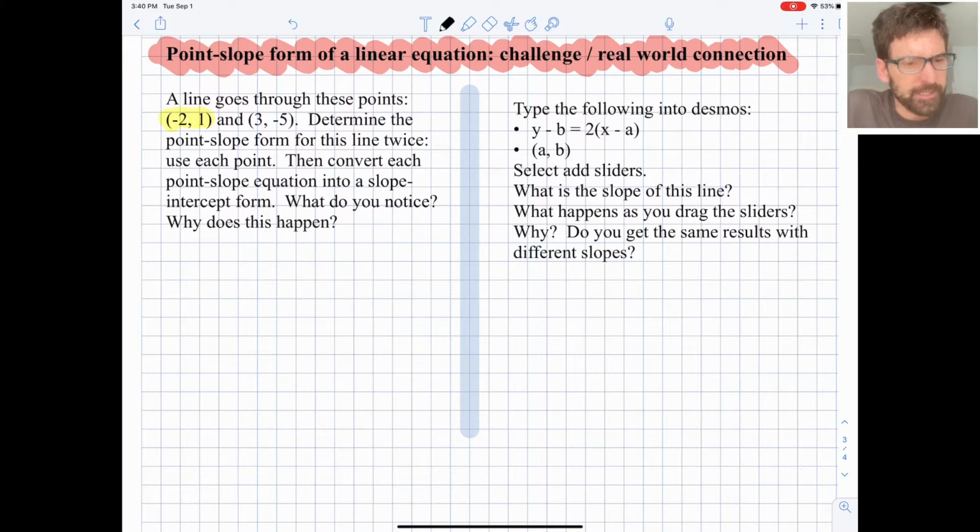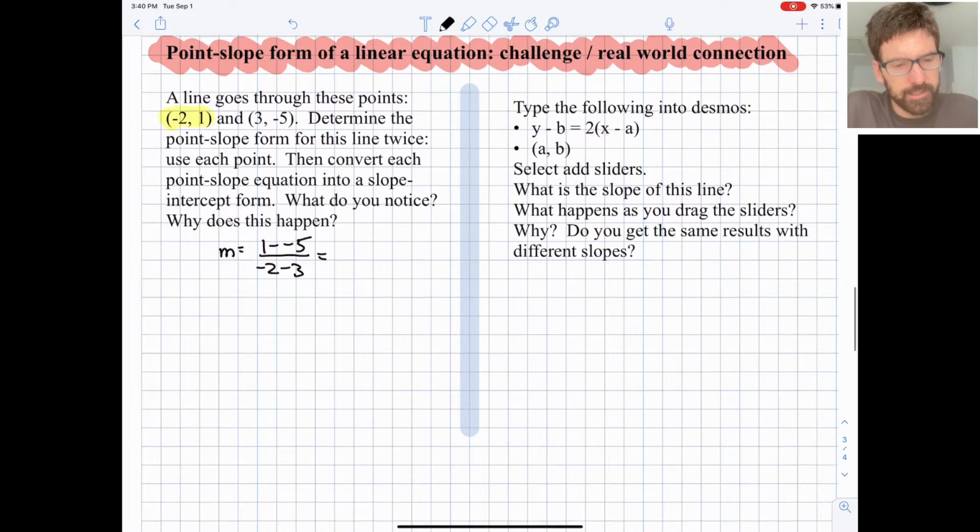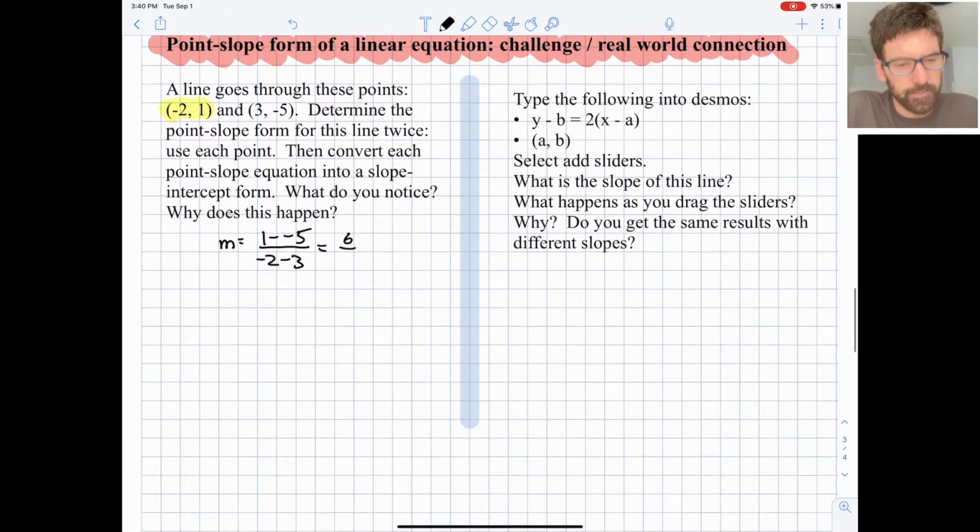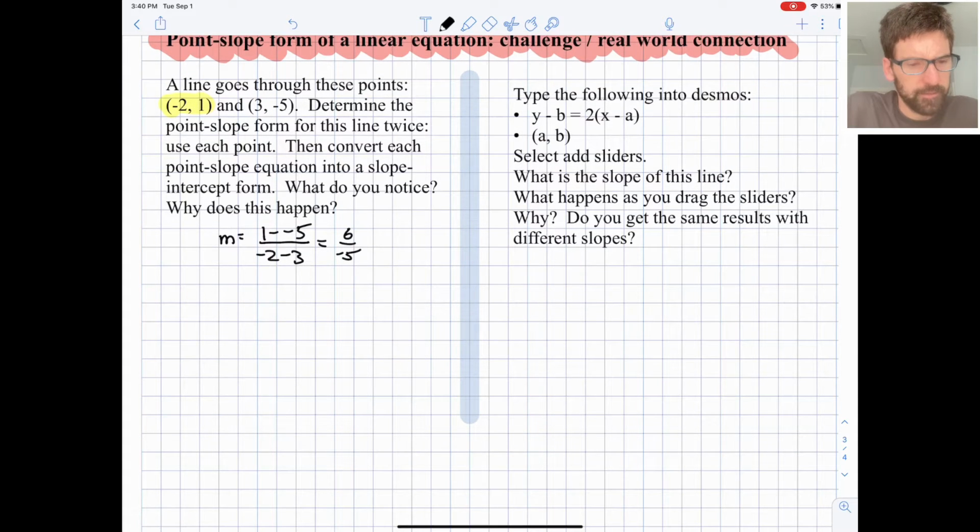We need to find a slope first. So m is the difference in the y's divided by the difference in the x's. That's 6 over -5, I believe. Let me double check that. Looks good. So -6/5 is our slope. So let's find our point-slope form first using the first point.